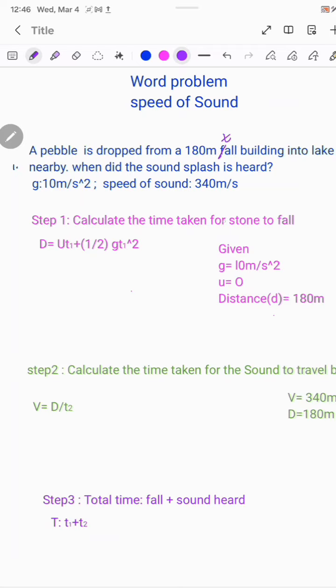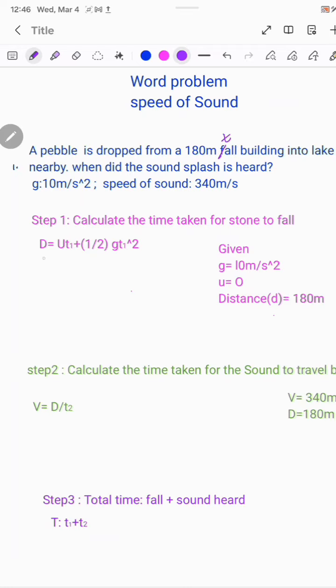Okay. So the first thing you have to calculate is the time the stone takes to fall from the top of the building to the lake. This is the first step. The second step will be the time for the sound to reach our ear from the fall. This is the second step. Then the total time is t1 plus t2.